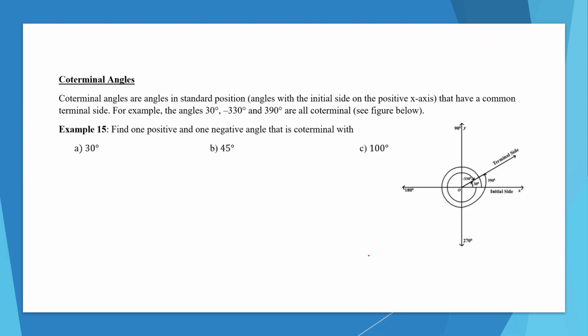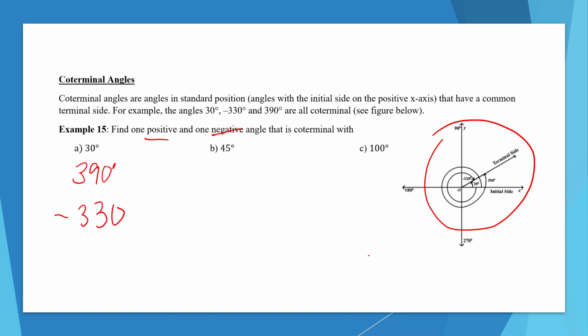So for A, looking at this, we can use this graph as an example or help here. If we add a 360 degree rotation plus 30, we should get 390 degrees. That's a positive coterminal angle. And then for negative, we can subtract 360 to get negative 330 degrees. And that should be our answers for 15.